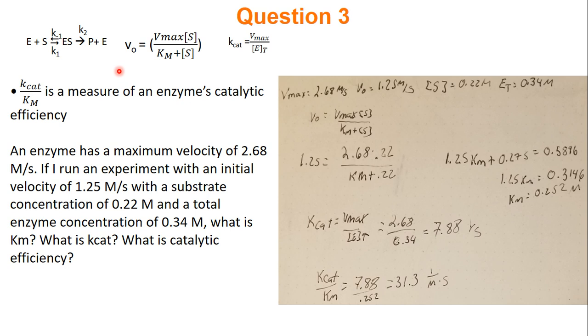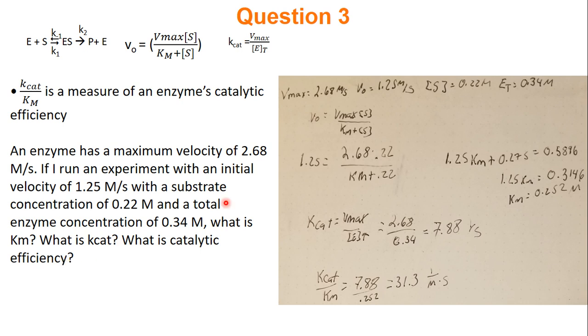So question 3, now we're getting away from the graphs and tables and we're using these equations. I have an enzyme that has a maximum velocity of 2.68 molar per second. I run an experiment and my initial velocity is 1.25 molar per second. My substrate concentration is 0.22 molar and my enzyme total is 0.34 molar. What's Km, Kcat, and catalytic efficiency?